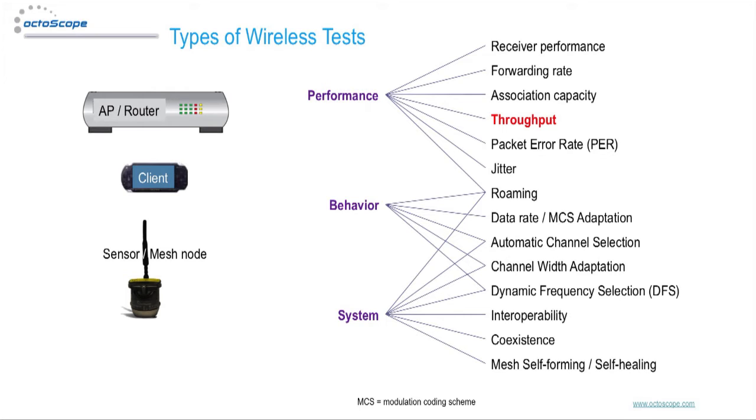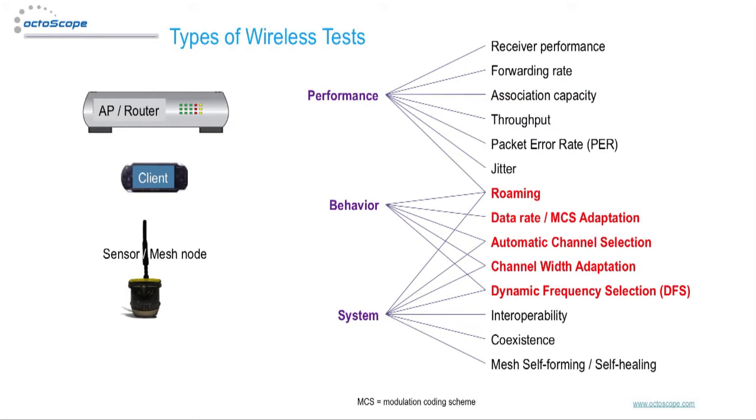Throughput is the most common performance test, but there are many other important performance metrics. For example, voice and other real-time transmissions such as video conferencing and gaming have stringent requirements regarding packet error rate and jitter. Access point performance testing includes validating association capacity and forwarding rate. We will explain these metrics further in this video.